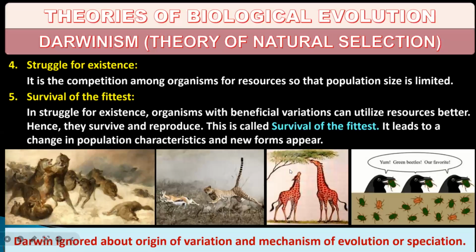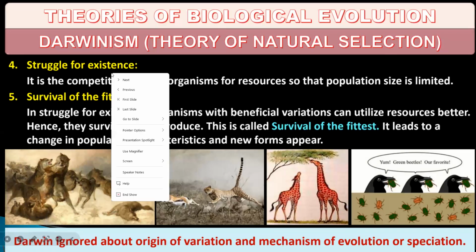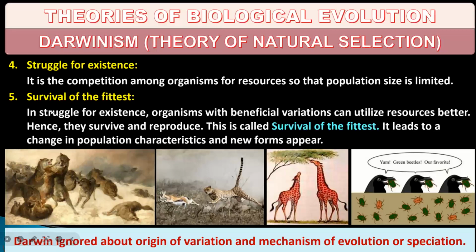Okay. Then, struggle for existence. It is the competition among organisms for resources. So, the population size is limited. Now, struggle for existence means since resources are less, there will be competition. Resources are less, population or species are many. A tiger will fight with a wolf. A tiger can fight with another tiger.